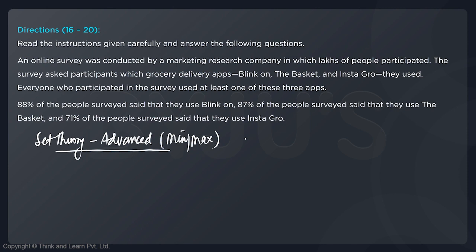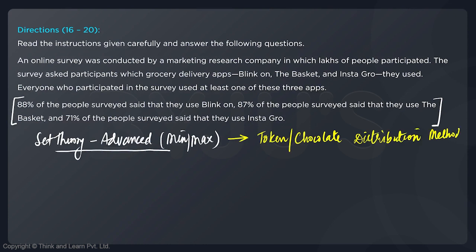The amount of information given to us is not good enough, so drawing a Venn diagram here is not going to be helpful at all. We will have to look at the questions individually and then proceed. The approach that we are going to use is called the token or chocolate distribution method. This is a very smart method and it helps us solve questions very, very quickly. So CDM.